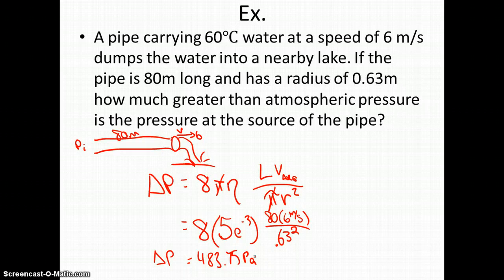And so knowing that and knowing these 3 equations about viscous liquids, I want you to go ahead and try number 38 on page 435, okay? And then we will see you in class.